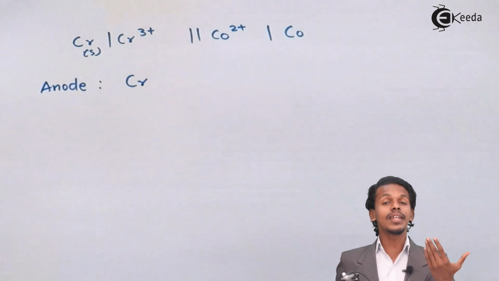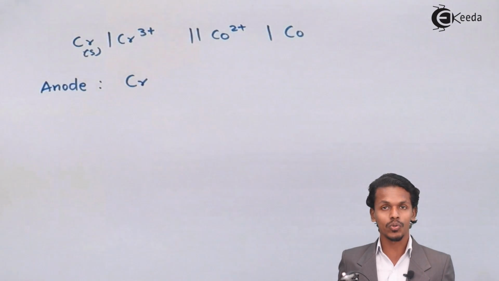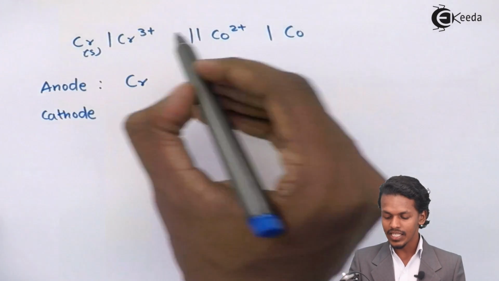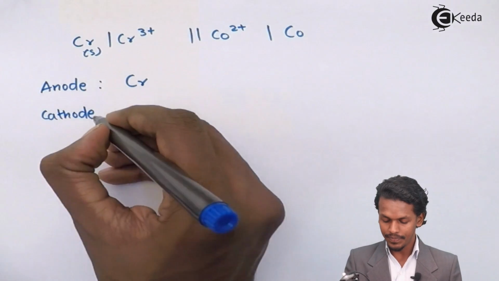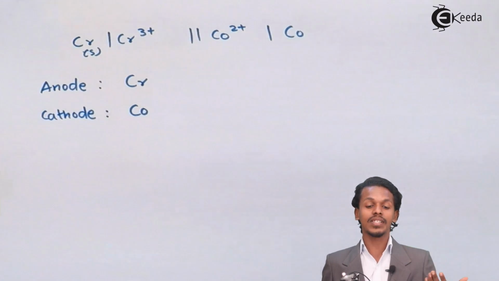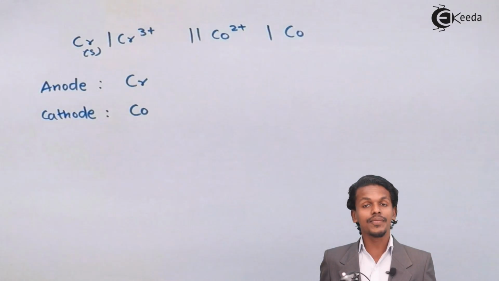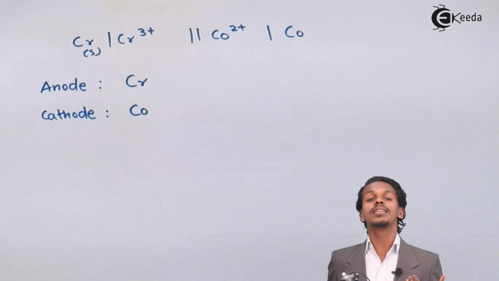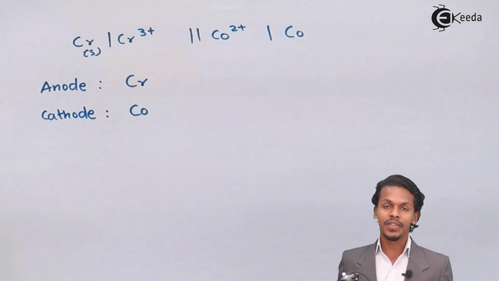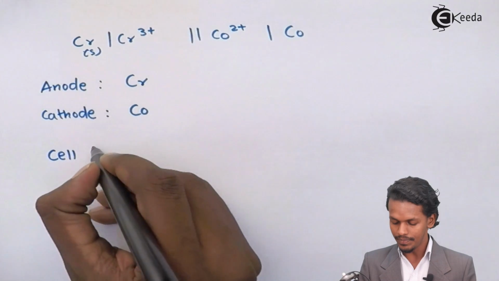While the one which is present on the extreme right of the cell formula is said to be a cathode. So therefore the cathode in this case will be cobalt. So this is how we have determined which one is the anode and which one is the cathode. Now based on this we can easily write what the cell reaction could be based on this cell formula. So the first thing that we are going to do is write down the cell formula.